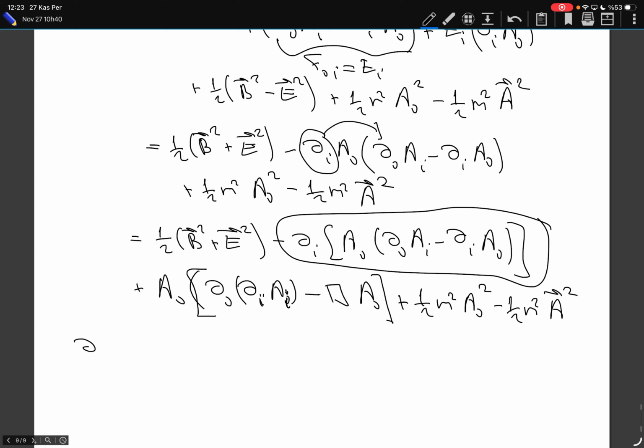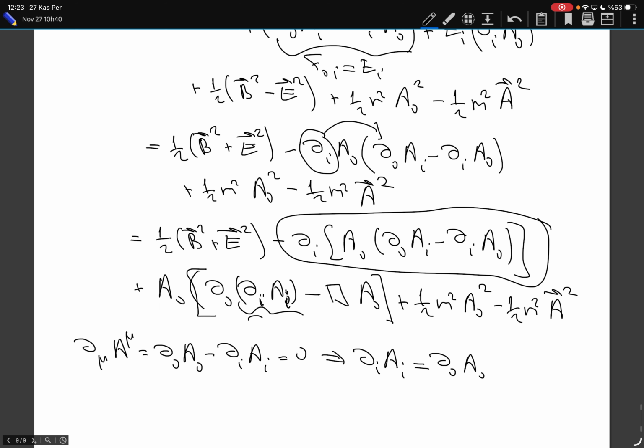Now, del mu A mu, remember, which is del 0 A0 minus del I AI, this is 0. So del I AI by equation of motion is del 0 A0. So this is del 0 A0. Now, another mistake I had here, I don't have the Lambertian, I have the Laplacian. That's the Laplacian.